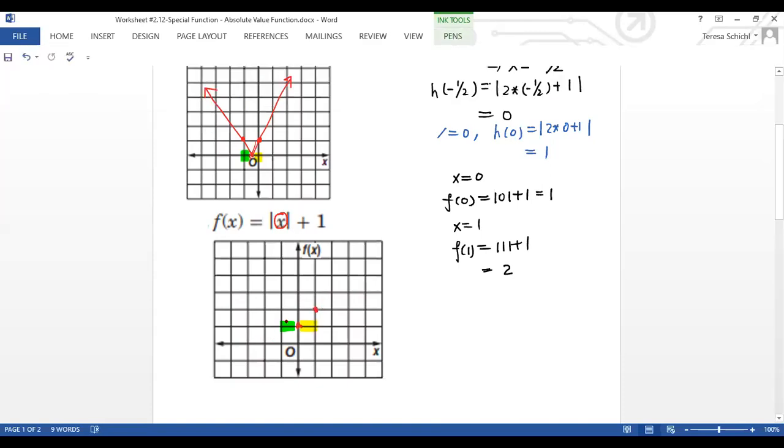And because they are symmetric, I just need to go 1 unit up and then they are symmetric. So I know this one's here. Now you connect these two, right? Then you will get another V shape, right? So this is your absolute value.